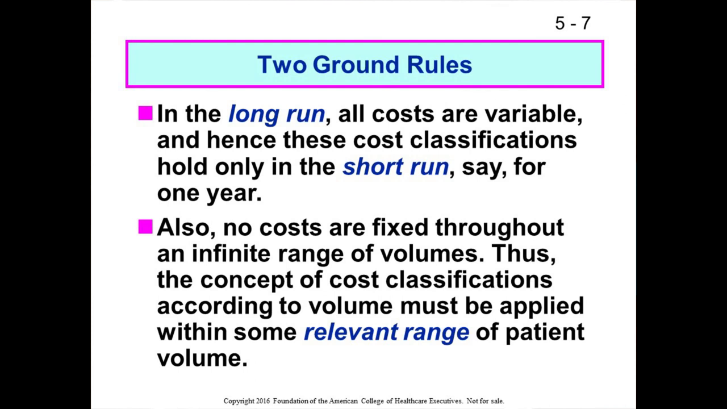Also, nothing is fixed through an infinite range of volumes. That goes back to what I was just talking about with, say, having units of real estate or space that can handle 10,000 patients. Between 0 and 10,000, that's my relevant range, and my rent in that case would be fixed. But once I go above the relevant range, above 10,000, my rent is no longer fixed. I have to add on additional space.